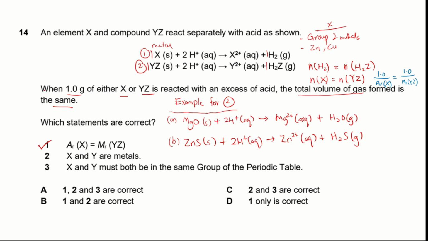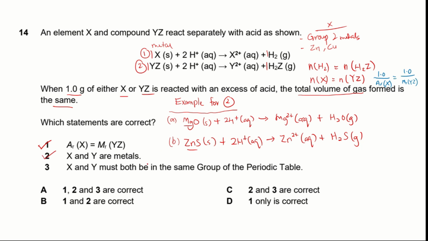Let us look at statement 2 now. Statement 2 says that X and Y are metals. So let's look at the possible X. We have written here group 2 metals, zinc or copper. They are all metals. So X is a metal. We now look at examples for YZ, magnesium oxide or zinc sulfide. So in each example, Y is a metal. So statement 2 is correct. Both X and Y are metals.